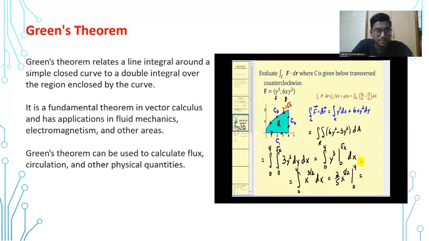Green's theorem. Green's theorem relates a line integral around a simple closed curve to a double integral over the region enclosed by the curve. It is a fundamental theorem in vector calculus and has applications in fluid mechanics, electromagnetism, and other areas. Green's theorem can be used to calculate flux, circulation, and other physical quantities.